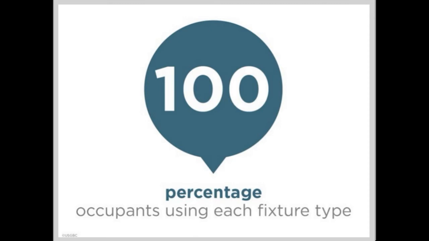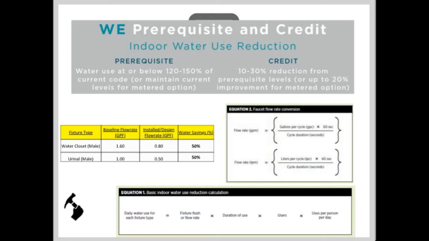The total for all fixtures of each type must total 100% of occupants for standard fixture types. The final step is to complete the calculations for the design case, or installed flush and flow fixtures. The usage-based calculation for the project is the difference between the calculated design case and a baseline case. Listed on the screen is a sample table that shows the flow rates of UPC-compliant fixtures for baseline and WaterSense labeled fixtures for design or installed case.